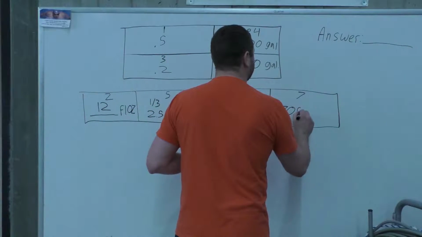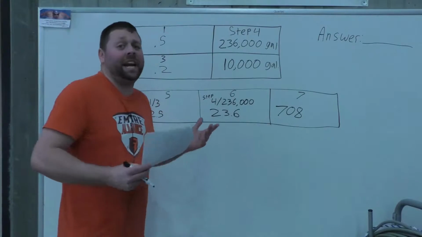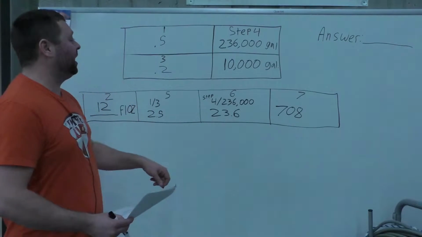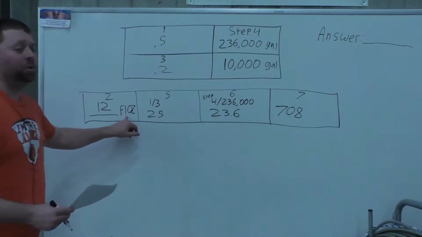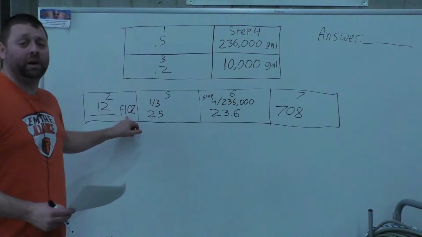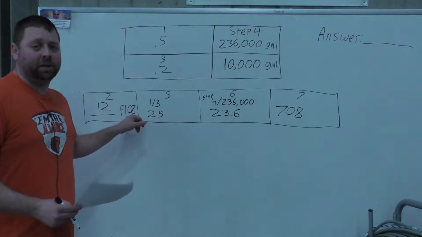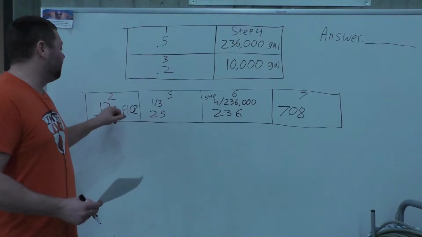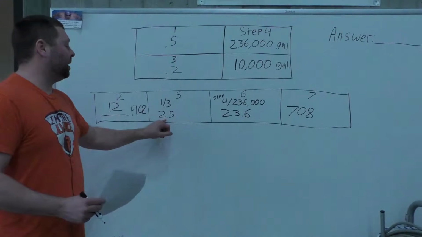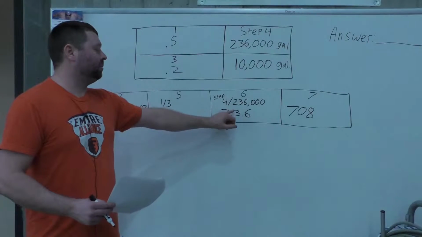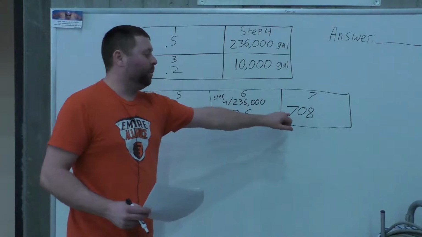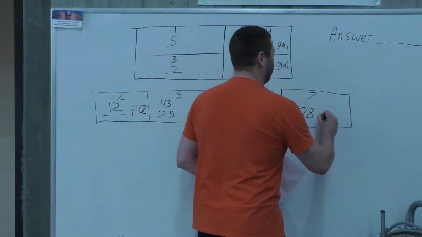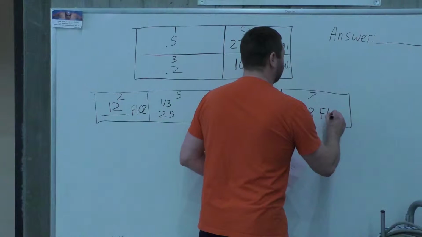Now the question is, 708 of what? In this case, we are coming up with fluid ounces because that is the unit of measurement that we're using to measure muriatic acid or hydrochloric acid. So we have 12 fluid ounces times 2.5 times 23.6, and we come up with 708 fluid ounces.